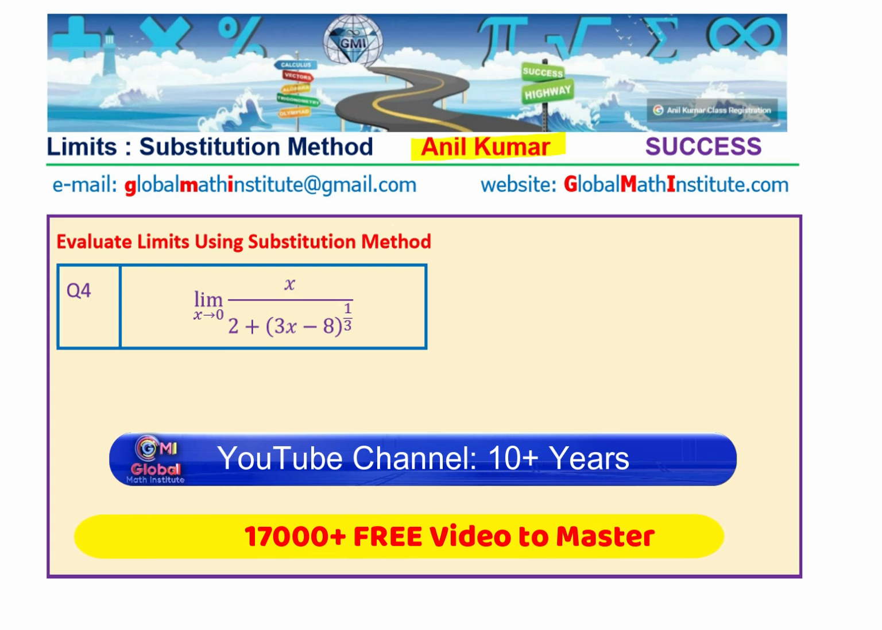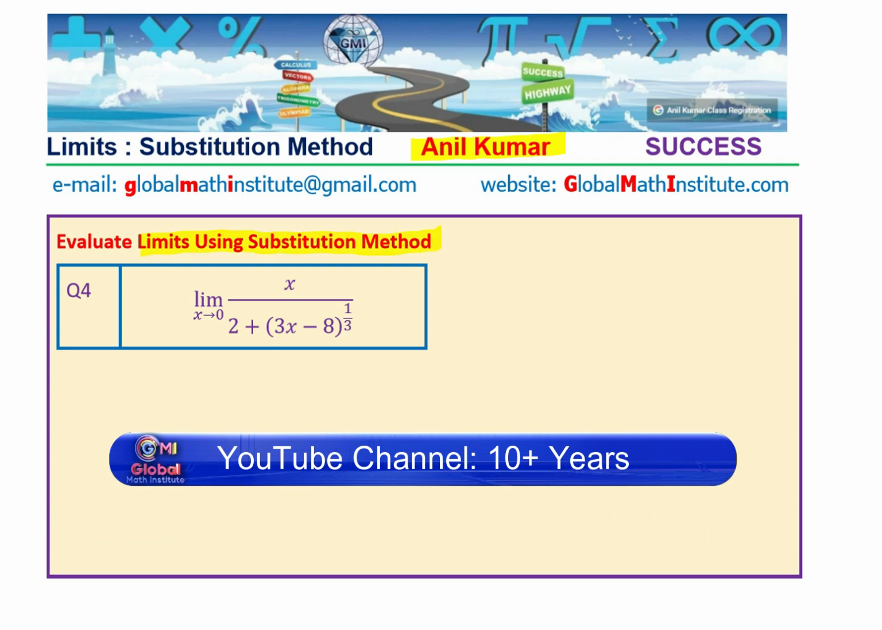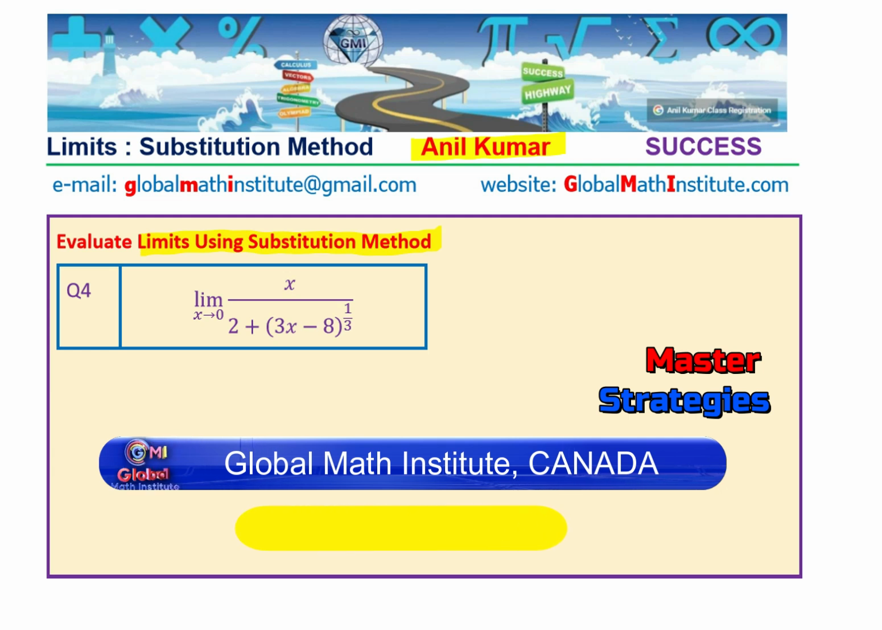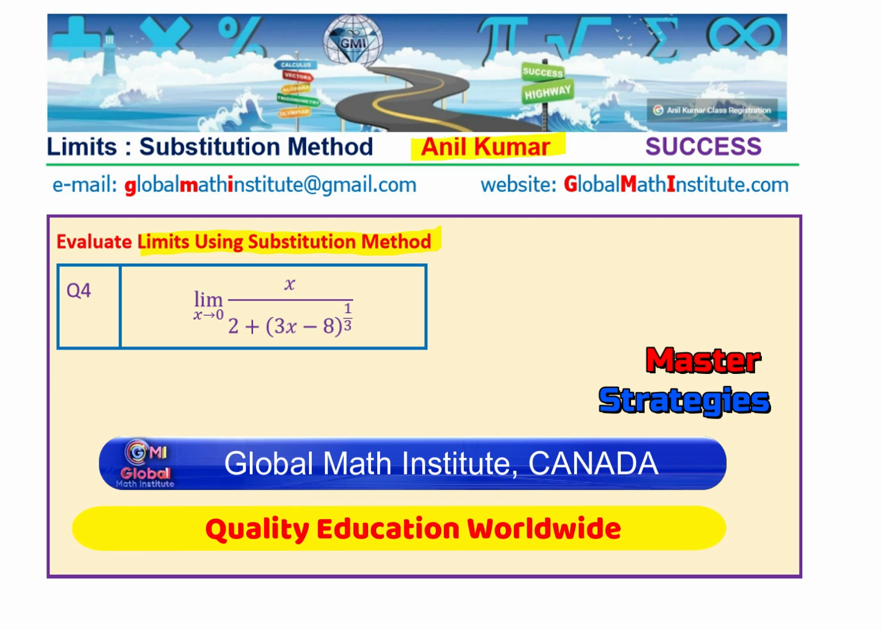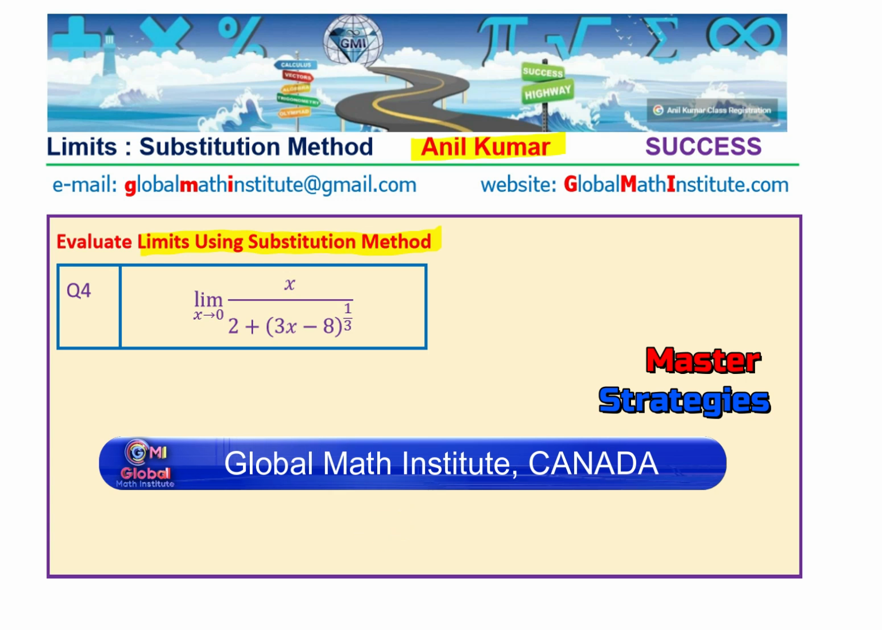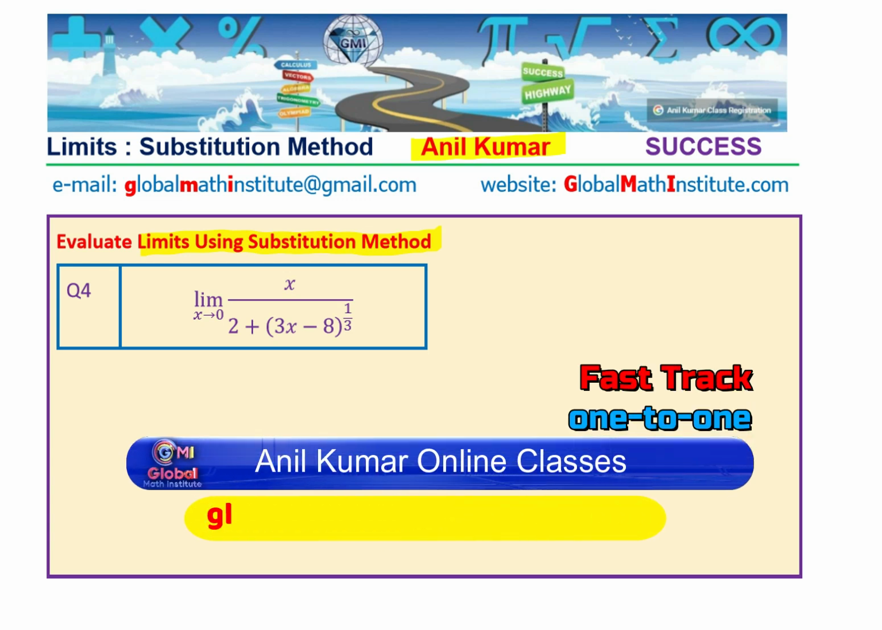In this video, we'll understand how we find limits using the substitution method. A very important question is here, and this has been seen in past test papers. We need to find the limit as x approaches 0 of x over 2 plus the cube root of 3x minus 8.